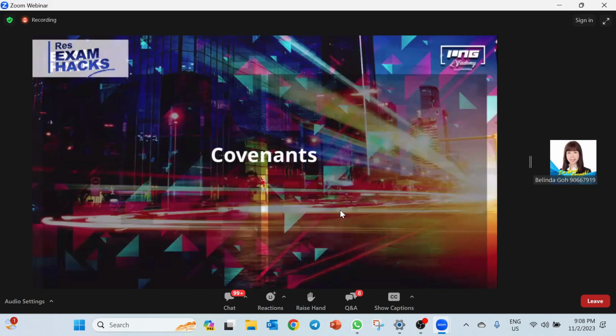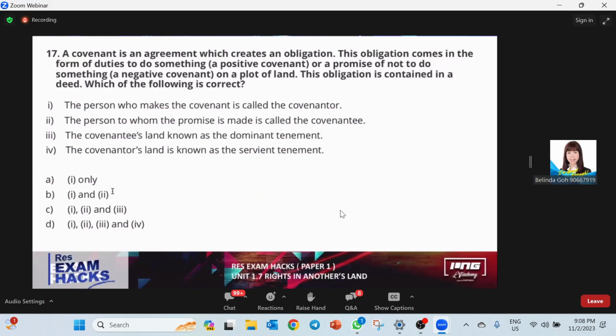Now we are going to covenants. Okay, a covenant is an agreement which creates an obligation. This obligation comes in the form of a duty to do something, a positive covenant, or a promise not to do something, a negative covenant, on a plot of land. This obligation is contained in a deed. Which of the following is correct? Put your answer down.